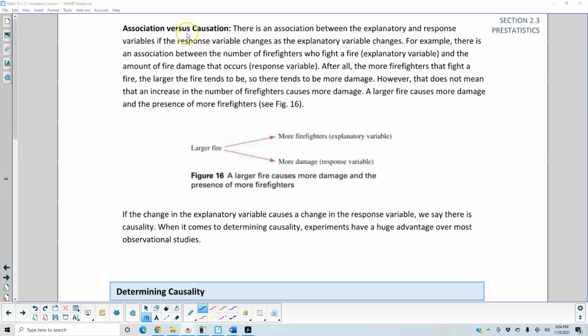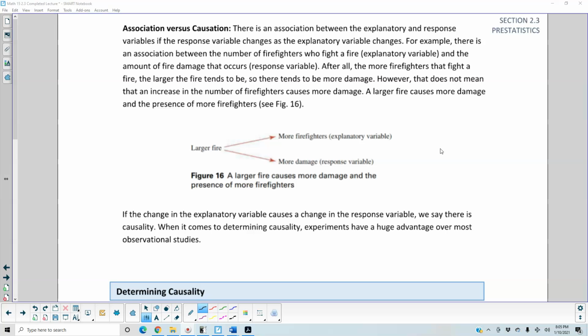Association versus causation. There is an association between the explanatory and response variables if the response variable changes as the explanatory variable changes. For example, there is an association between the number of firefighters who fight a fire, an explanatory variable, and the amount of fire damage that occurs, which is the response variable.